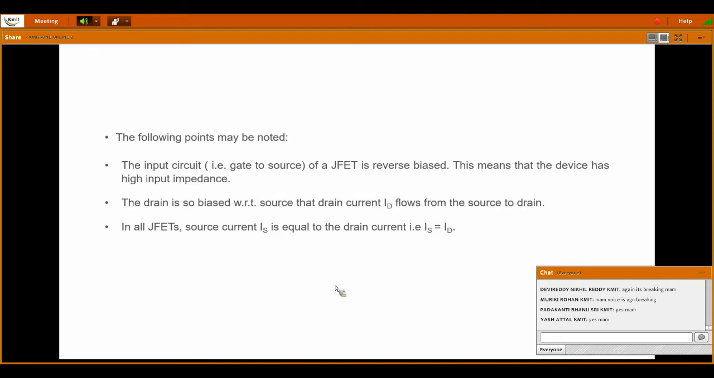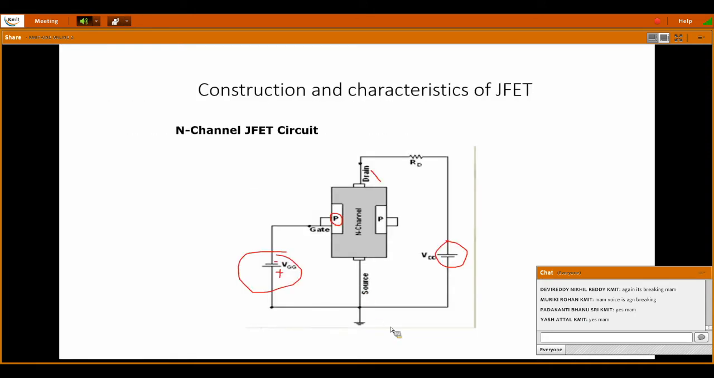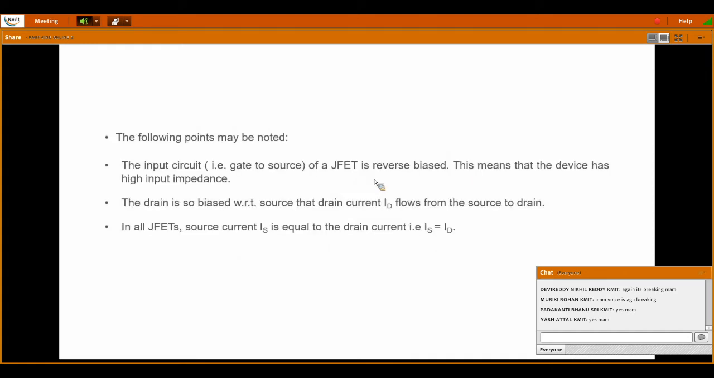That is the first point. And the drain is so biased with respect to source that drain current ID flows from source to drain. Yes, see here, the electrons enter from source to drain. Electrons move from source to drain, but the conventional current flows from drain to source. And the next, last point is, in all JFETs, source current, that is IS, is equal to the drain current.